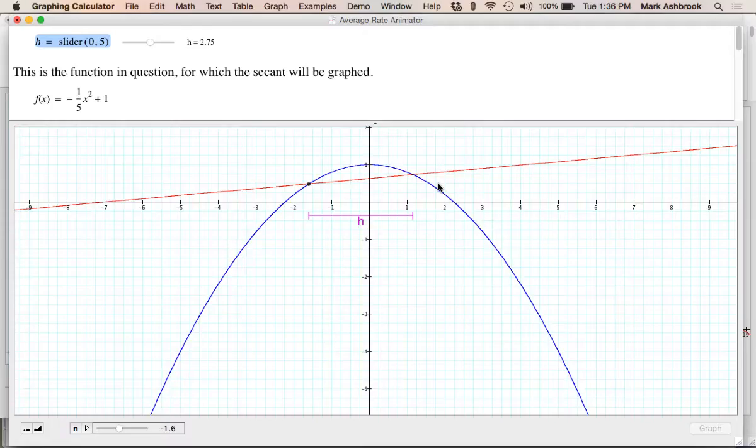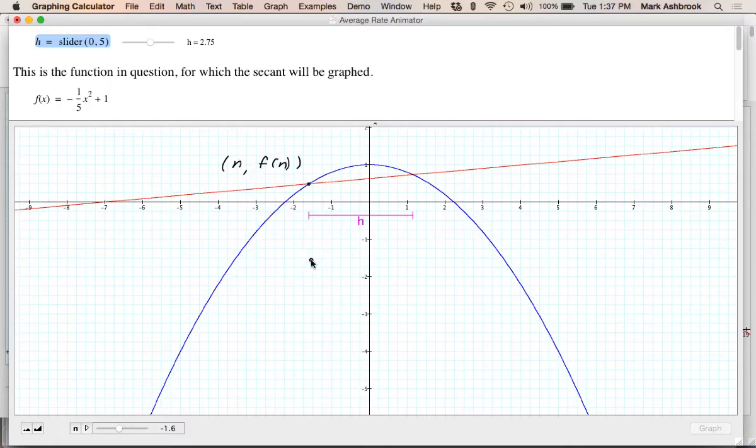So for the average rate animator, it was to graph this secant line given a starting point n and then a change in x of h. So the coordinates of this point were determined by n. If this is the function f, then what are the coordinates of that point? n and f of n.